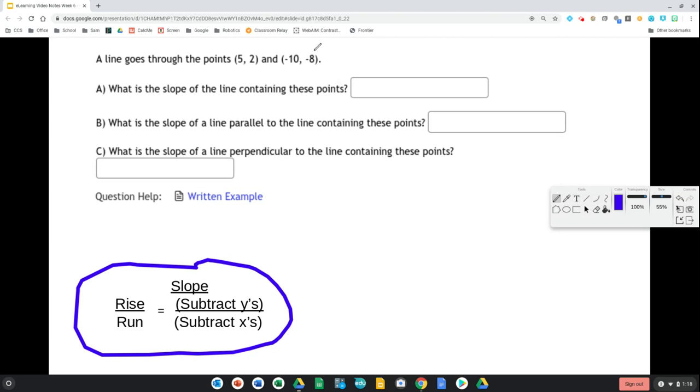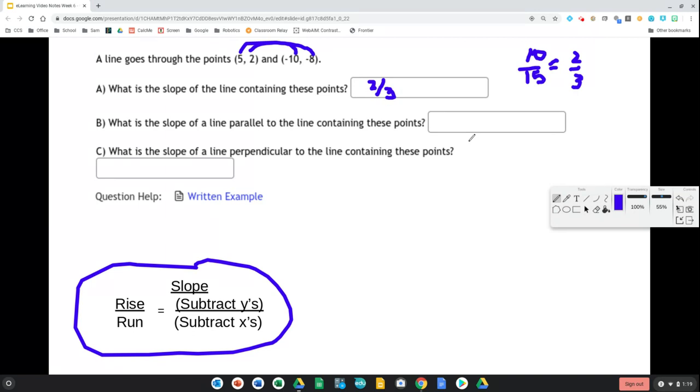To find our slope, we take 2 and subtract -8. So 2 minus -8 is equal to 10. Then to find the run, we take 5 minus -10, and that's 15. So we get this fraction 10/15. Now you can reduce that. If you do reduce it, that's great. Divide them both by 5 and you get 2/3. However, I don't think it will count it wrong if you don't reduce it. So I'm going to go ahead and put 2/3. That's the slope between these 2 points.